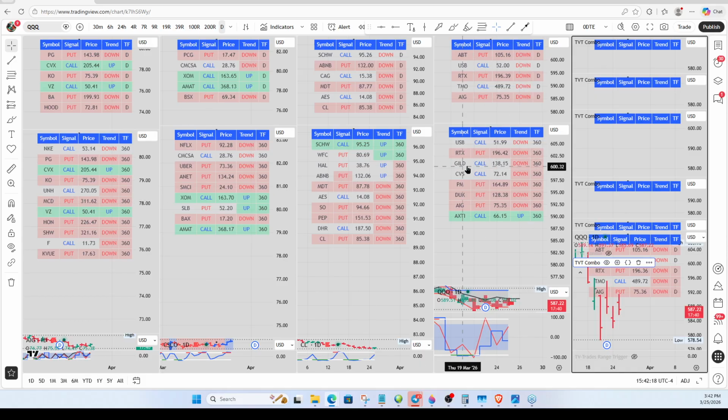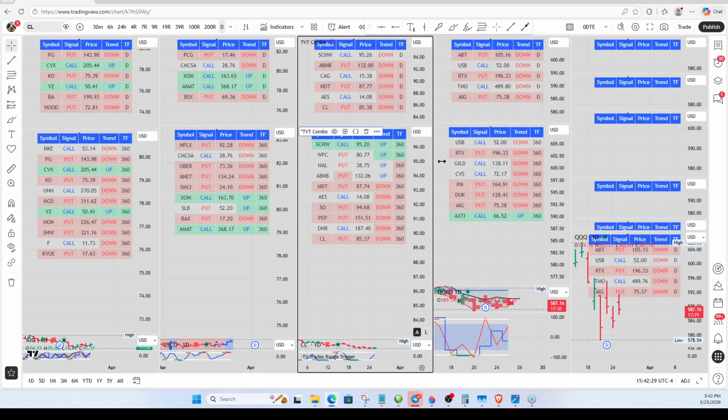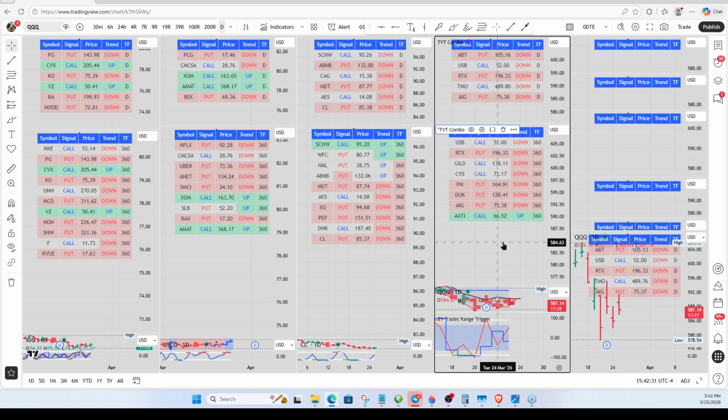There's 8 scans, and you don't have access to these yet, Philip. That's why these will have the exclamation point on it for you right now. These have the star TVT combo. You don't have access to that yet. I'm still working on it. I'm making it better, Robert. And the AIG's already up 2.38% since you bought it just a few minutes ago, Jessica.